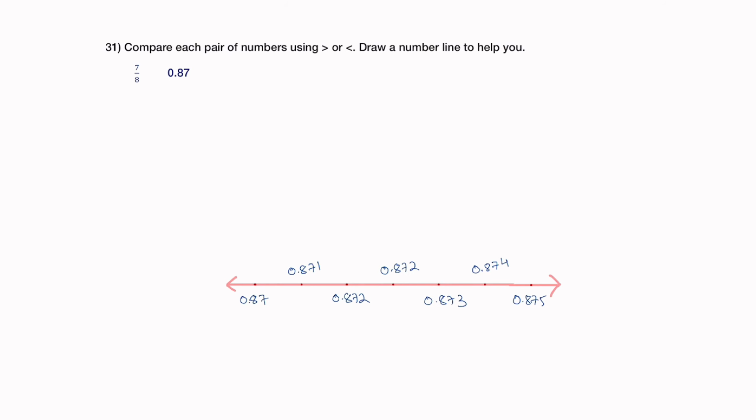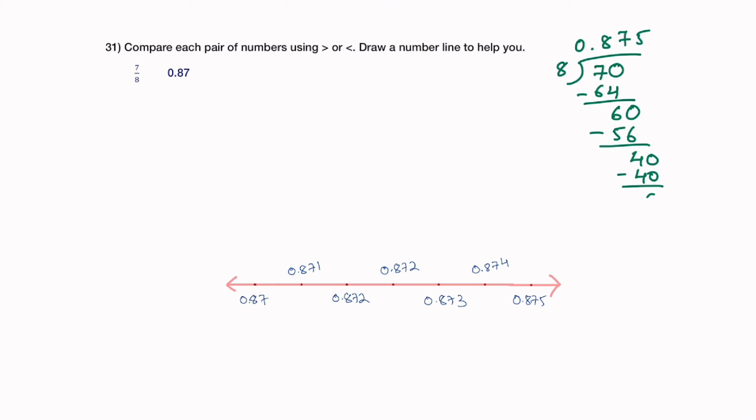And the last to compare, 7 upon 8. 7 divided by 8. That's 0. That's times 8 is 64. 6 remainder, again 0. That's times 7 is 56. 4, 0. 8 times 5 is 40. So this is 0.875. And this is 0.87.